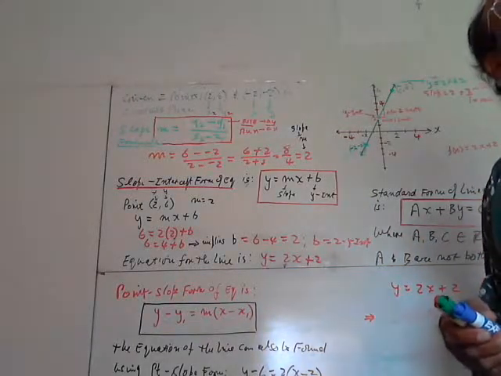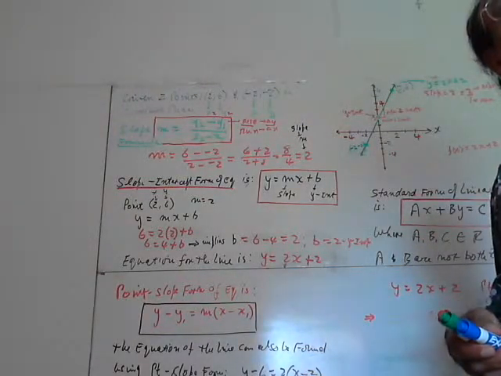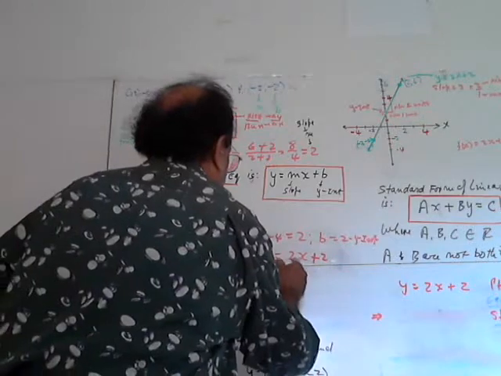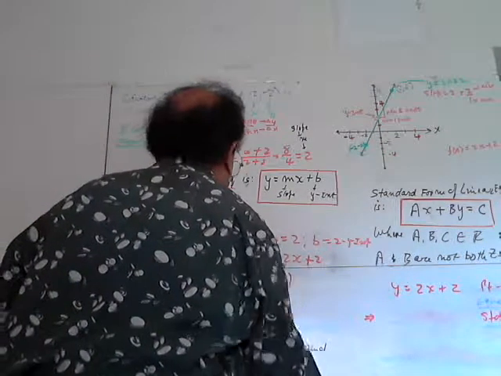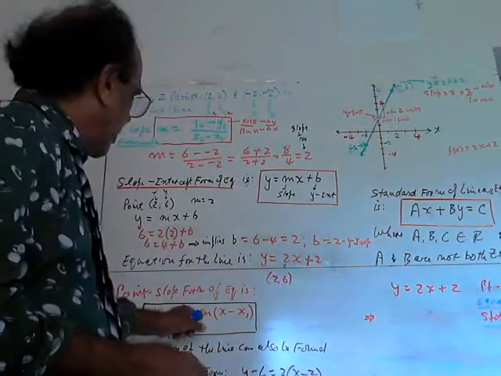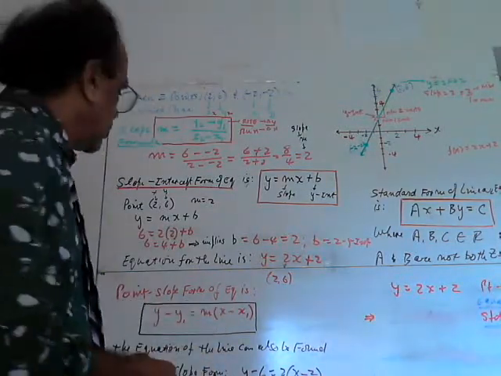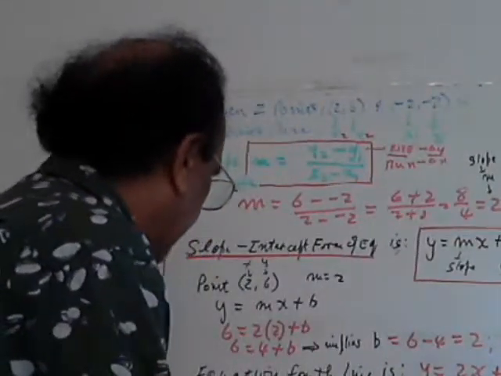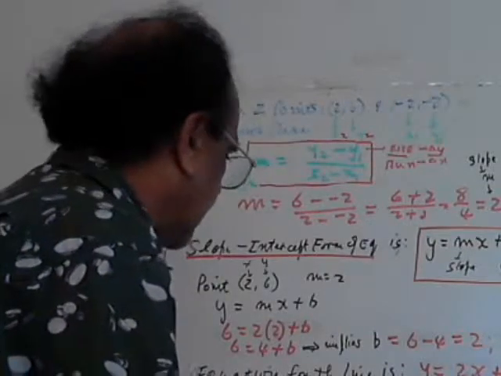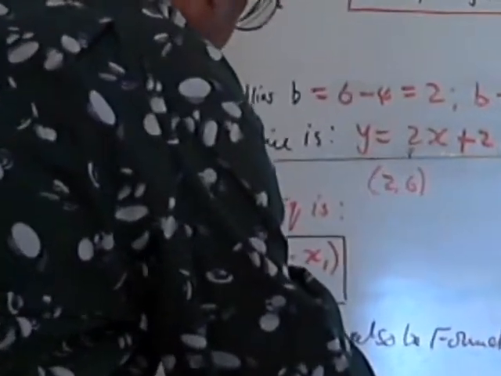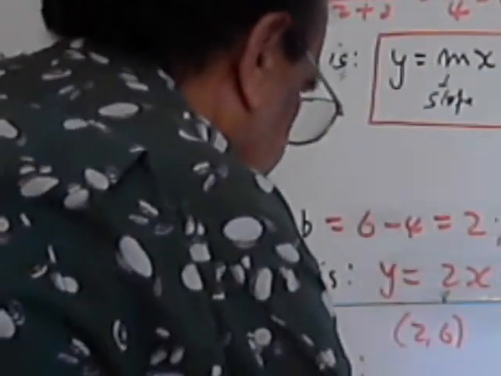We can do it if we know one point and we know the slope, and we do have a point on the line. So let's go ahead. I'll use the same point here: x equal to 2, y equal to 6. And if we do that, the formula is y minus y sub 1 equal to m times x minus x sub 1. I will replace my y sub 1 with the 6, and my x sub 1 with the 2. This will give me y minus 6 equal to 2 times x minus 2.